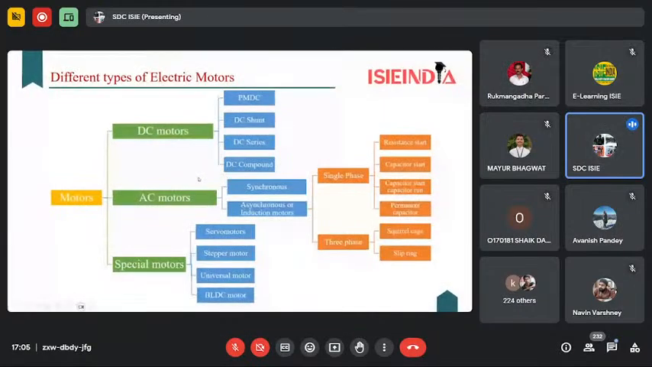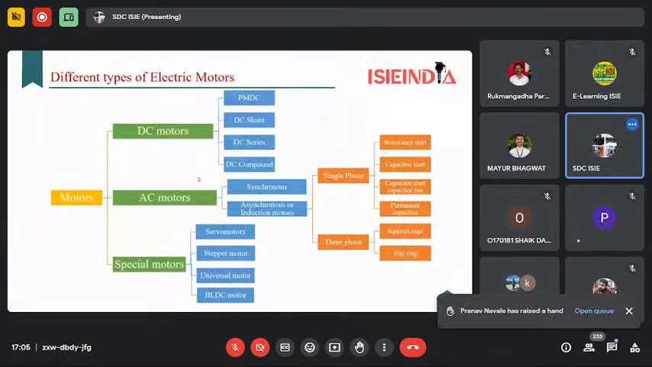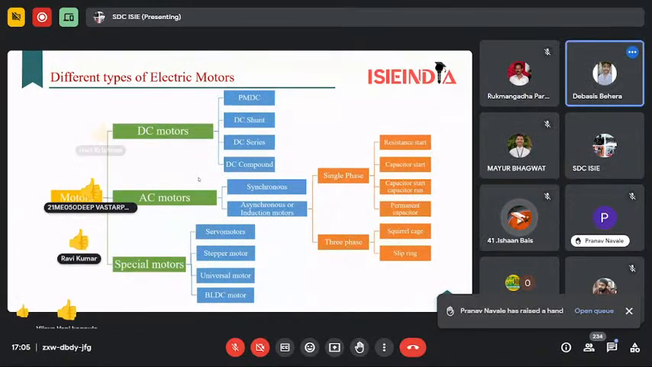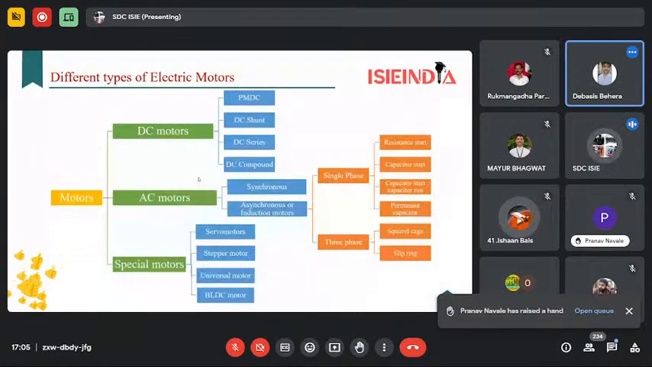Okay, now my screen is visible to all of you. Yes, sir, now it's visible. Sorry for the interruption.